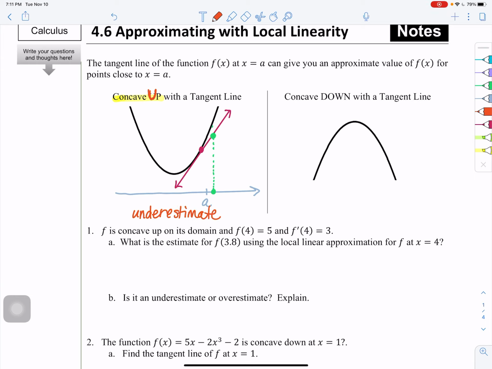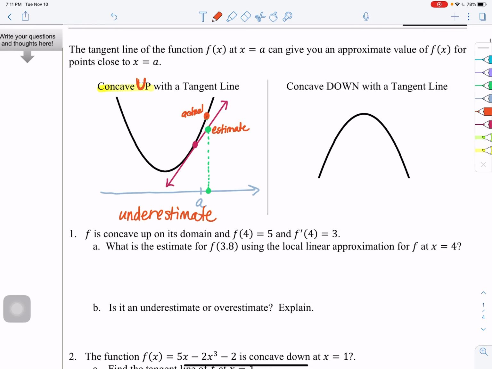Okay? Why is it an underestimate? In my exaggerated example, this is the actual y value there. And this is the estimate. And if you can see, it is less than. So we have an underestimate of the actual value from my linear approximation. Okay, let's go to concave down.